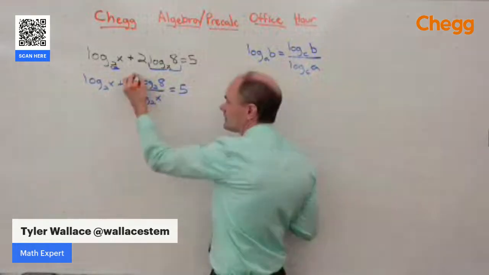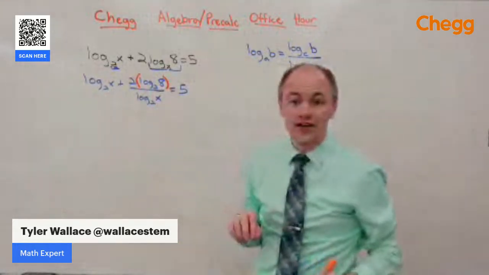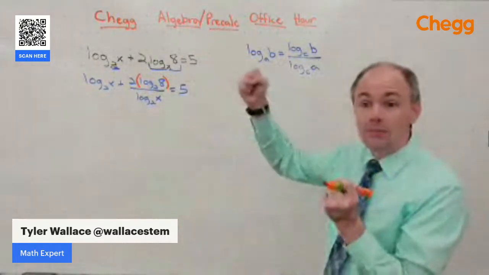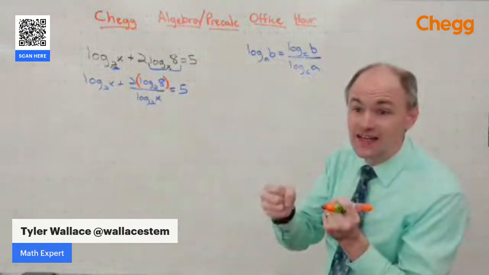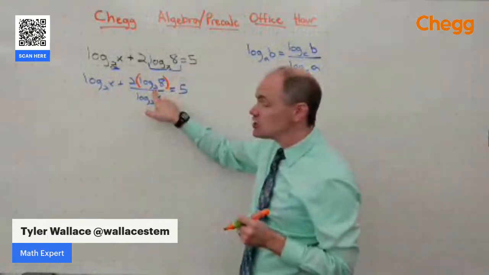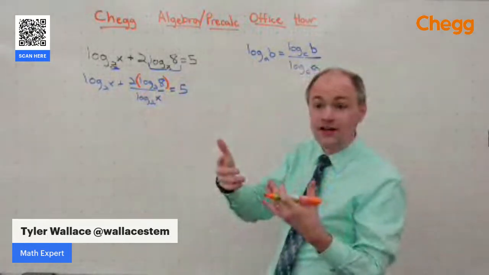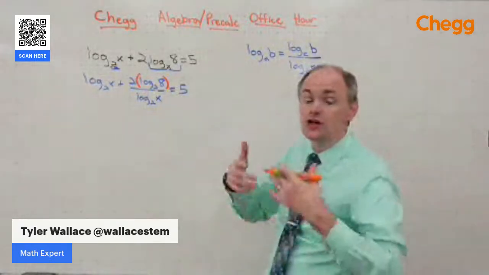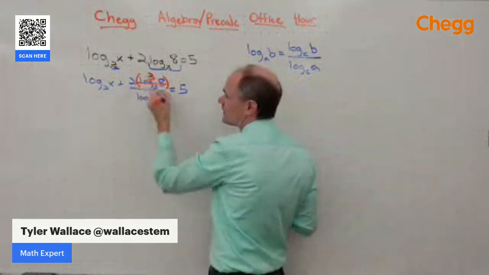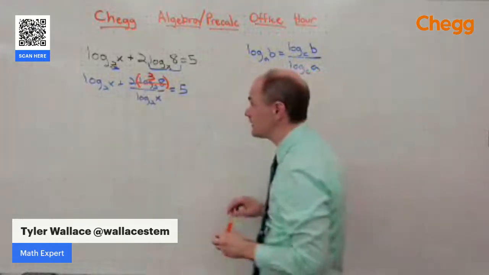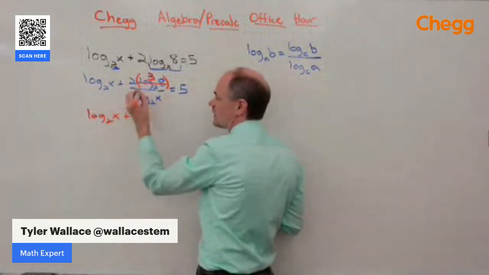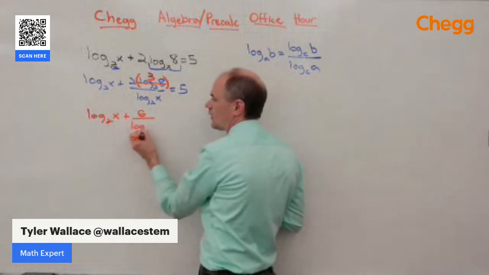In fact, let's take a quick moment to look at log base 2 of 8. Remember, a logarithm is just asking the question: the base to what power gives me that number? So the base 2 to some power equals 8. 2 raised to what power is 8? 2 to the third is 8. So this log base 2 of 8 can simplify. So now I've got log base 2 of x plus 2 times 3, which is 6, over log base 2 of x equals 5.